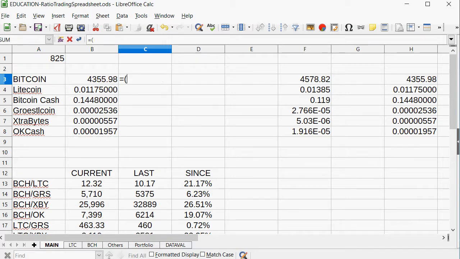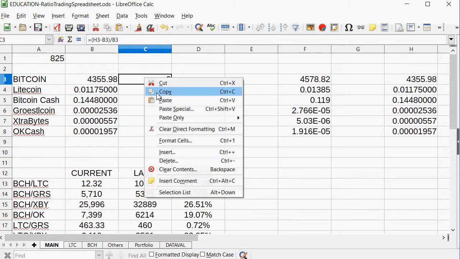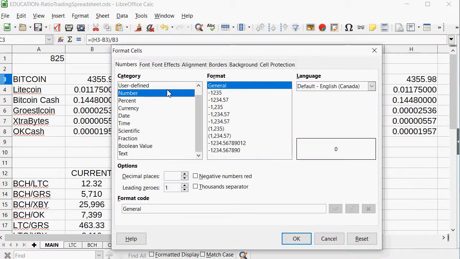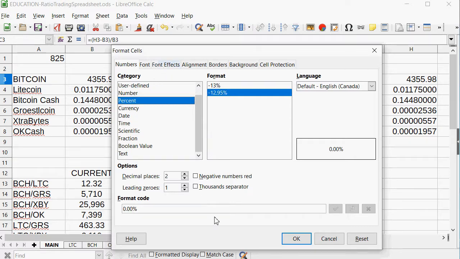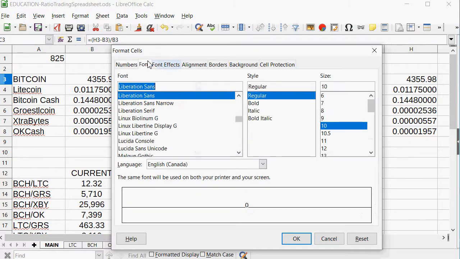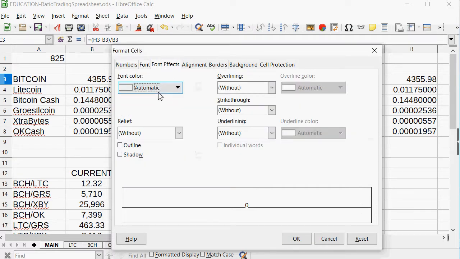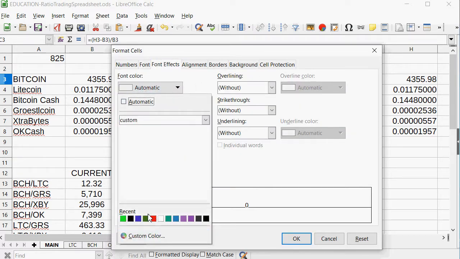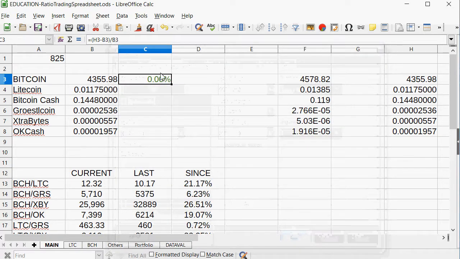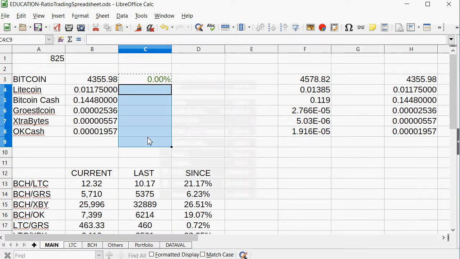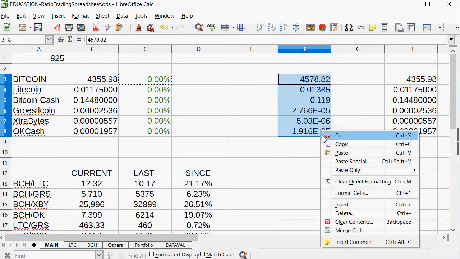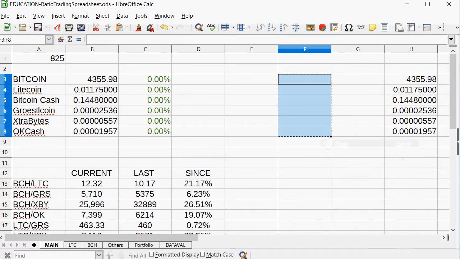So we'll go equals this number, subtract this number, divided by this number. Put this all in percentage format, so I can go format cells. We're going to put this in percentage, negative numbers red, and when I do that, I go into font effects, I guess, and I will go into the green color. And we'll just copy and paste that through, so we can get a good idea how much these coins are up and down against each other since this point. So as far as the new prices are concerned, let's put them in.